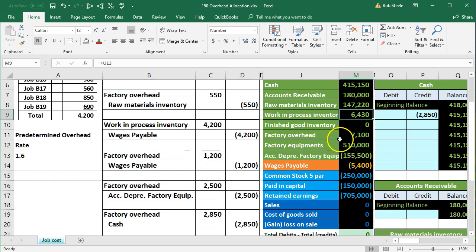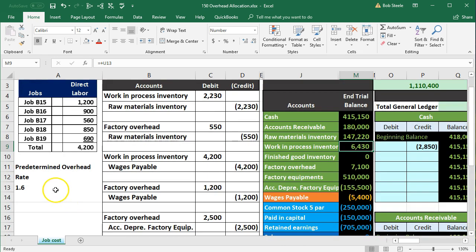And now we're going to have to take this bucket and somehow report it to the job cost sheets because it needs to go there some way and somehow. So we have to use some type of allocation method to do that. To do that, we're going to have what's known as a predetermined overhead rate. We're just going to be given it here, which is going to be 1.6 of the direct labor.